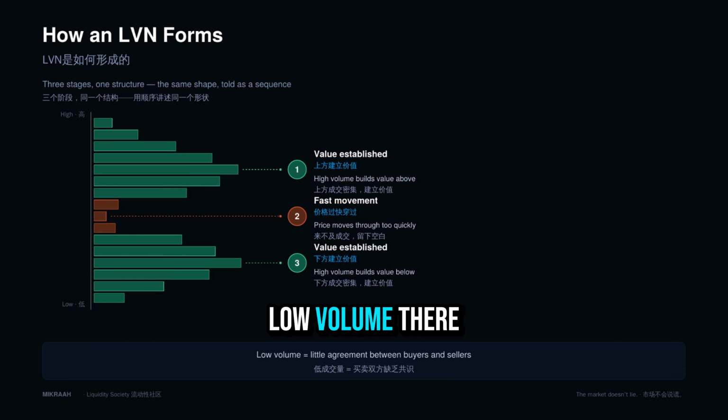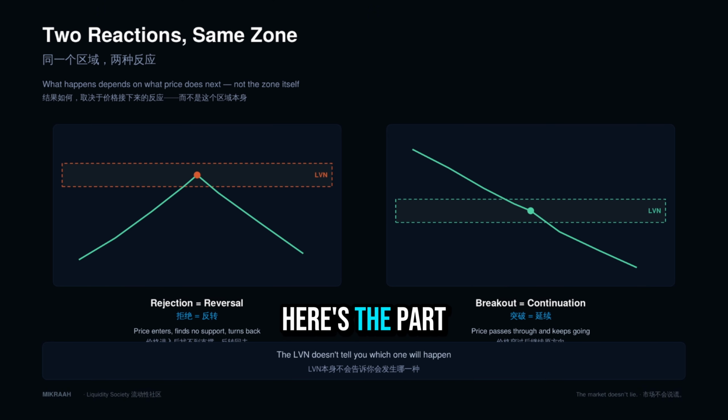Low volume there is not random. It means low agreement. Buyers and sellers did not spend time negotiating this price because no one wanted to be there. Here's the part most people get wrong. A low volume node is not a signal. When price comes back to retest, one of two things could happen. You can see them both on the screen.